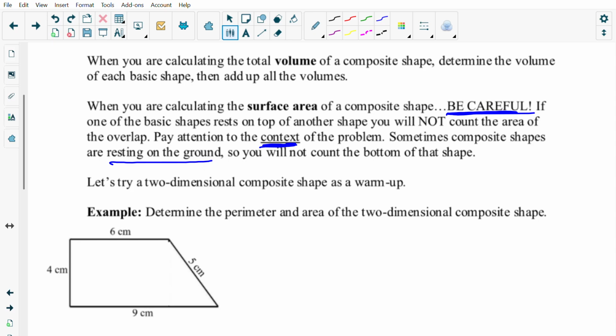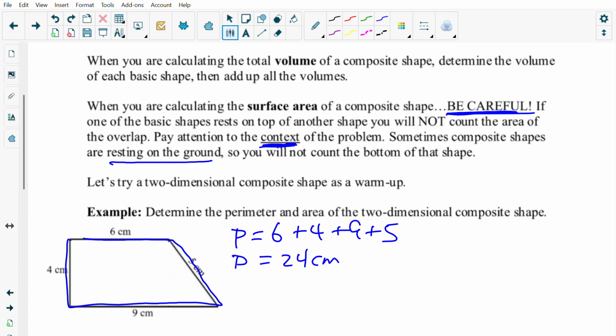Let's try a two-dimensional composite shape as a warm-up. Determine the perimeter and area of the two-dimensional composite shape. Perimeter. That's just the distance around a shape. That's 6 plus 4 plus 9 plus 5. Perimeter equals 24 centimeters.